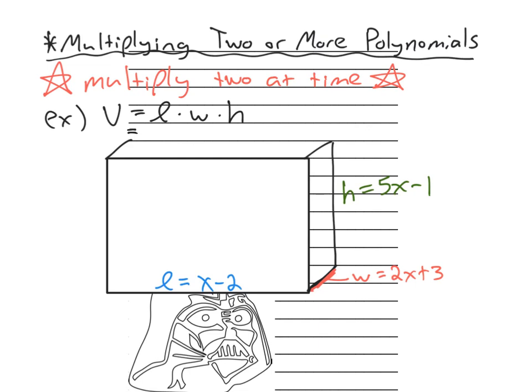So the expression of the length was x minus 2. So x minus 2 times the width. That expression was 2x plus 3. And my height is the last binomial, 5x minus 1. And we're going to multiply all of those, but only 2 at a time. It doesn't matter which 2 you do first. I'm going to arbitrarily just choose the first 2 to multiply. I'm going to go down here and do some work.